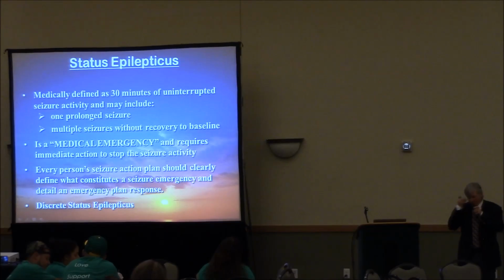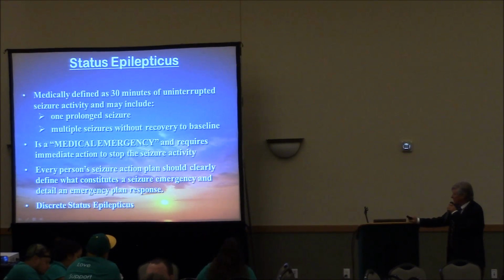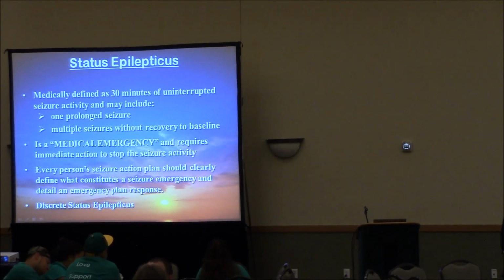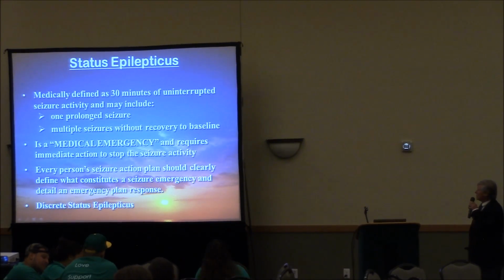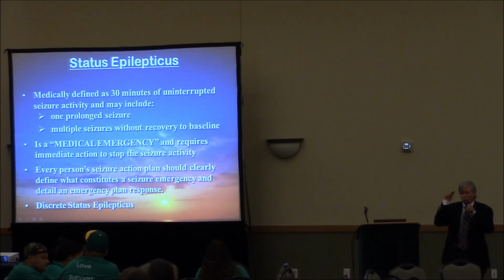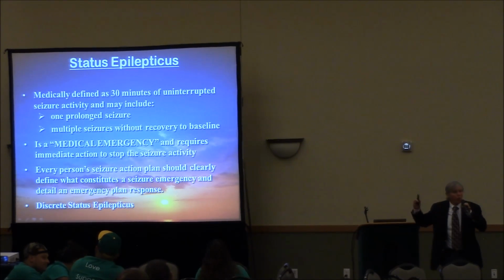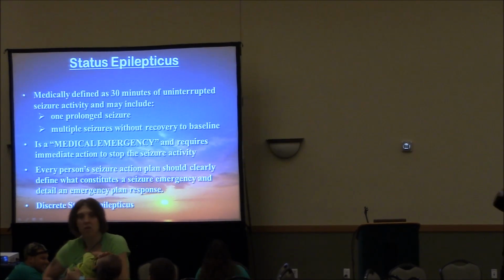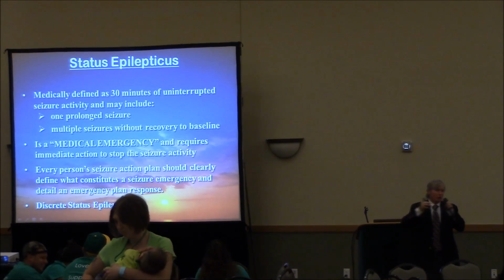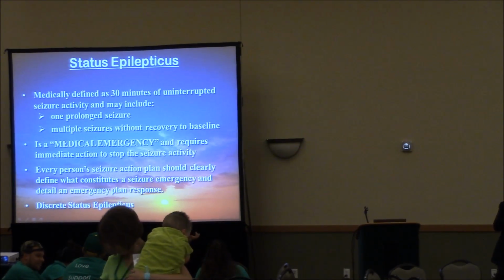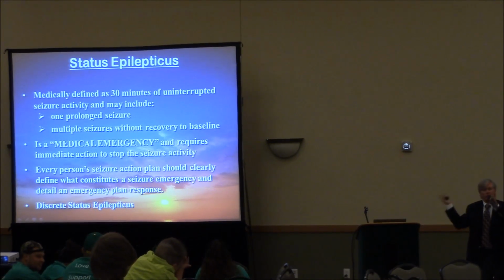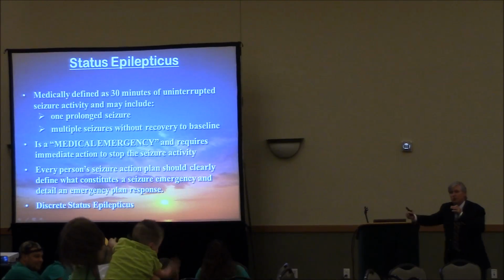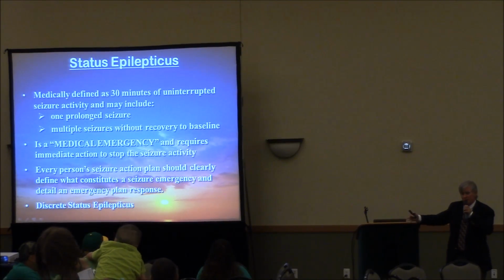Status epilepticus. Probably this wouldn't be complete if we didn't talk about this. Status epilepticus is a nice Latin term for an unending seizure. It's medically defined as 30 minutes of uninterrupted seizure activity and may include one very long event, or it might include numerous events that are relatively short, but the person never gets back to baseline. So you might have one tonic-clonic seizure that lasts a relatively short period of time. It stops, you think, thank goodness this is over, and then the individual goes back into another tonic-clonic event.